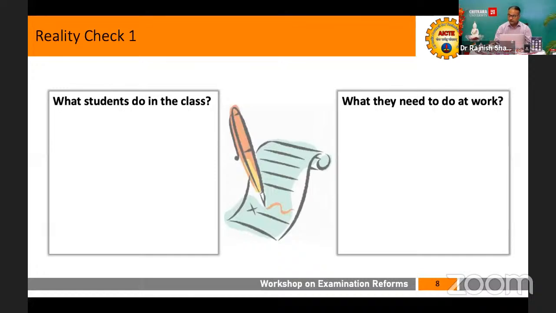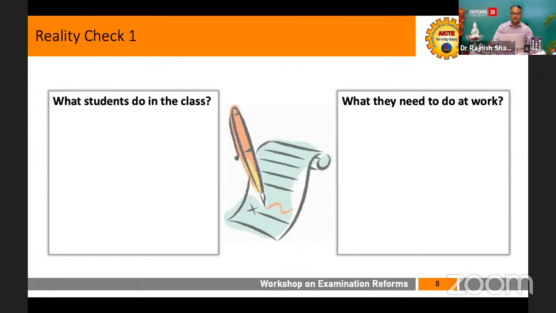If I have to answer this question, I'd write down a couple of things. They prepare notes in the classes, so their listening skill is important. Their understanding skill is important. This is what I am writing for what students do in the class. And simultaneously, if I need to write what they need to do at work, they need to obviously be very good listeners. They should be able to solve real life problems. Very, very important statement which I'm making. They should be able to solve real life problems.